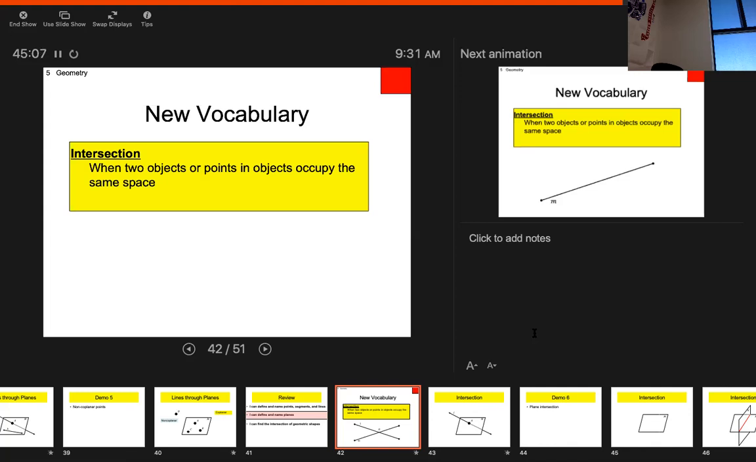Okay, let's wrap this up. When 2 line segments intersect, what do they make? What shape does the intersection make? Well, how many places do they intersect? So what do they make? A point. Good job.